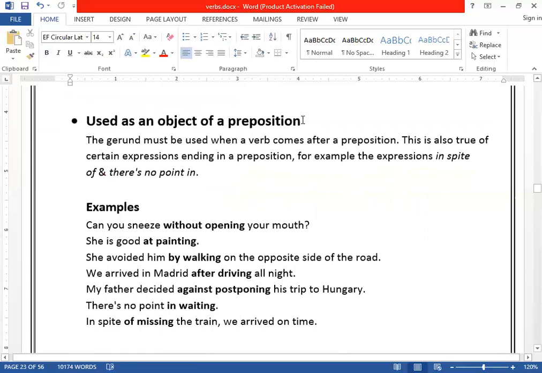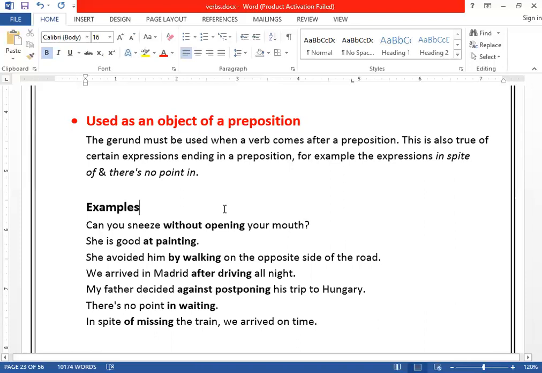The fourth one is object of preposition. The gerund is used after a preposition. Cases of noun: complement of preposition. Just as a noun is used after a preposition, in the same way a gerund can be used after a preposition.